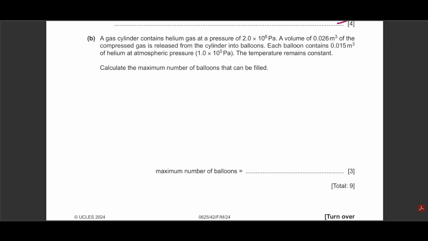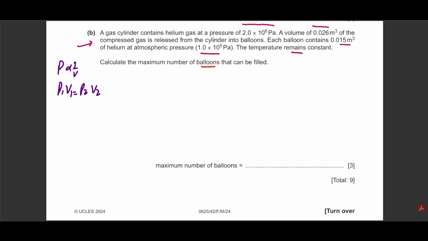A gas cylinder contains a gas at this pressure initially, and this volume of compressed gas initially. He says that he's trying to fill balloons. So each balloon contains this much volume of air, but at this pressure. The temperature remains constant, which means he only wants us to think about Boyle's law, which is pressure inversely proportional to volume, which of course becomes P1 V1 equals P2 V2. This is what he wants us to think. Calculate the maximum number of balloons. It's a good question. It clarifies many misconceptions.